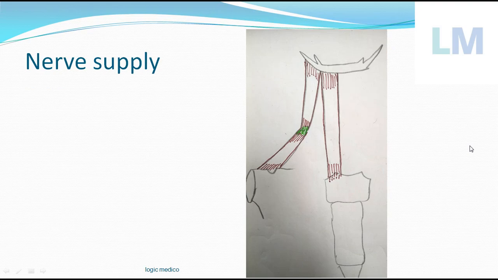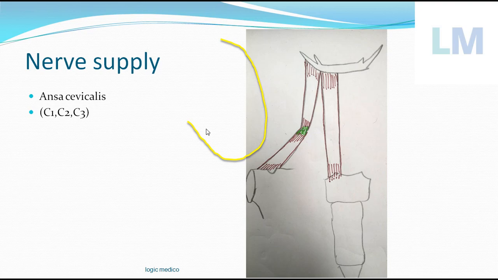Coming to the last but not the least, the nerve supply of this muscle. It is supplied by a loop of nerve called Ansa cervicalis. The C1, C2, C3 nerve fibers of the cervical plexus form a loop like this. The C1 fibers take the help of the hypoglossal nerve to reach here. C2, C3 fibers directly reach here to form the loop of nerve, Ansa cervicalis. It resembles the feet of a duck. That's why it's called Ansa cervicalis.